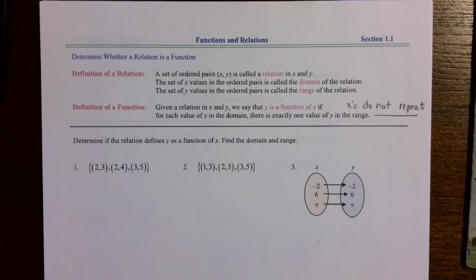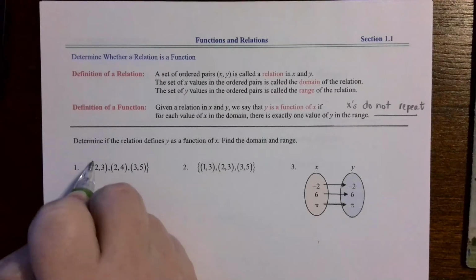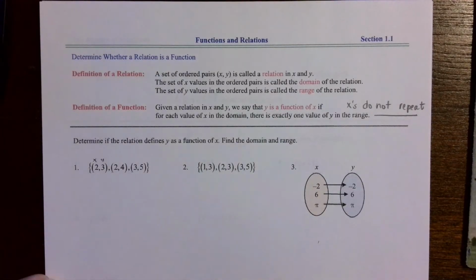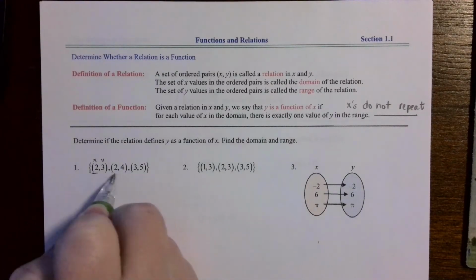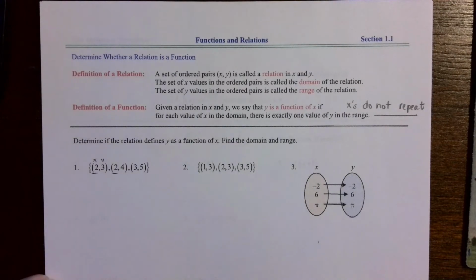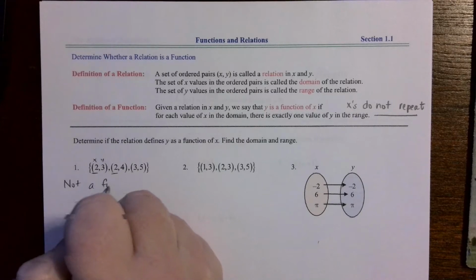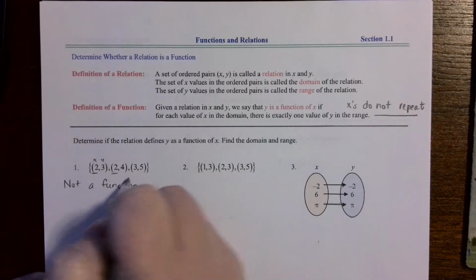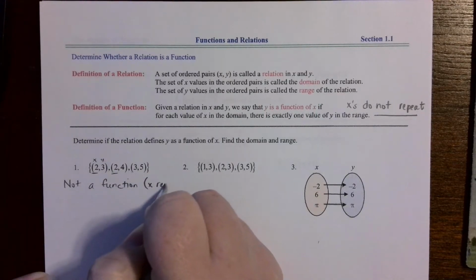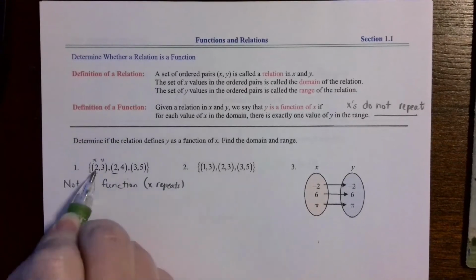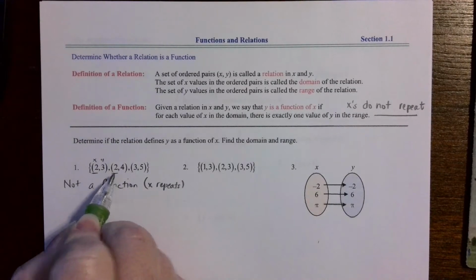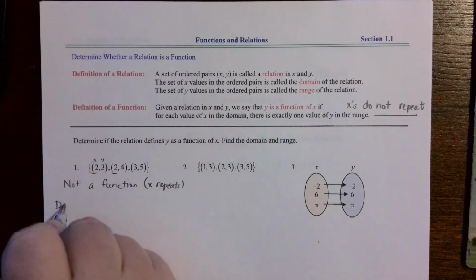All right, so if we're looking at number 1, each ordered pair is an x and a y. Okay, so you see right here, this x is a 2 and this x is a 2. So this is not a function because the x repeats. And it repeats right here at the 2's.